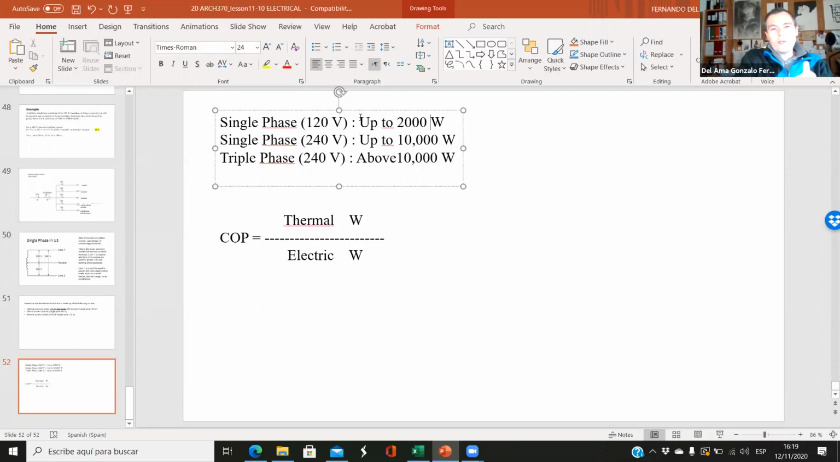If I want to use just a single phase, we have to divide this into circuits no more than 2000 watts. If I want a single phase connecting two lines with 240 volts, I can divide this into circuits like this. And if I have equipment like the elevator or probably the electric heaters that we have in the TDS center, then I need a three-phase installation. And then we have to rely on electrical engineers.